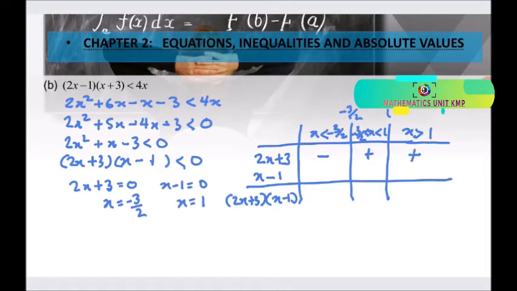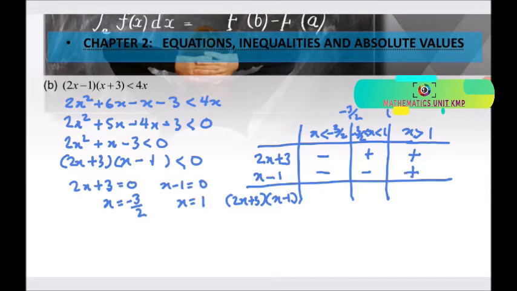Okay. So repeat the method for the second factor here, x minus 1. Substitute negative 2 into the factor, so we will get negative 3. The sign is negative. Substitute x equal to 0 into the factor, we will get negative 1. So the sign is negative. And substitute x equal to 2 into the factor, we will get 1. So the sign there is positive.